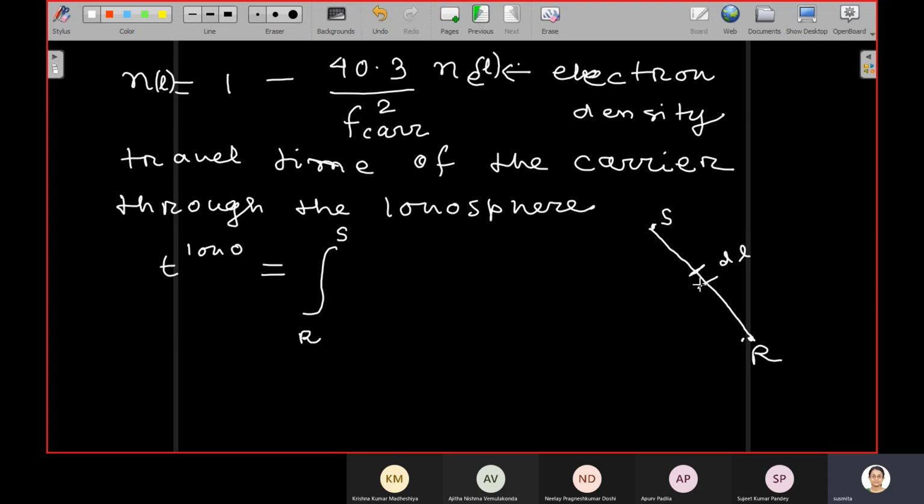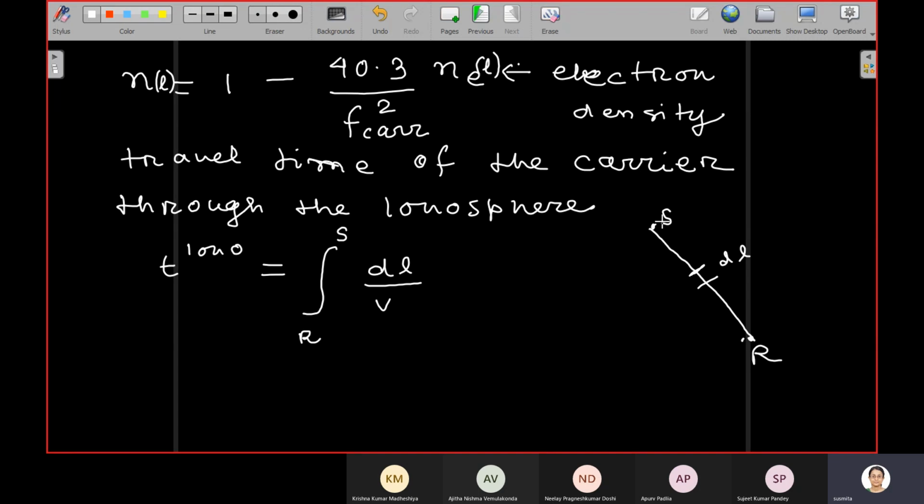How much time would it be for the signal to travel this length dl? It will be dl by v, where v is the speed of propagation of the signal. And here I have considered the entire distance between the receiver and the satellite.